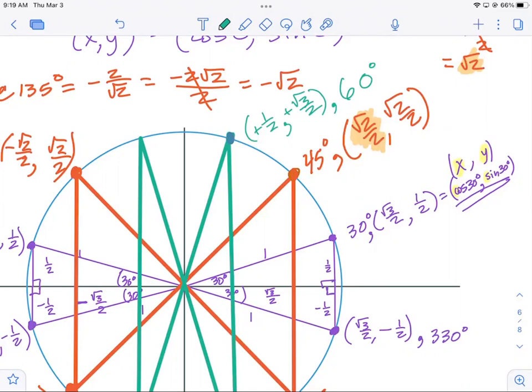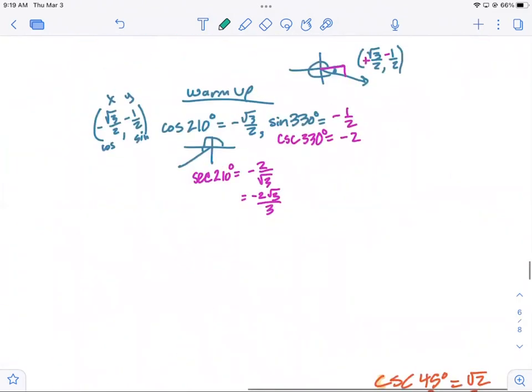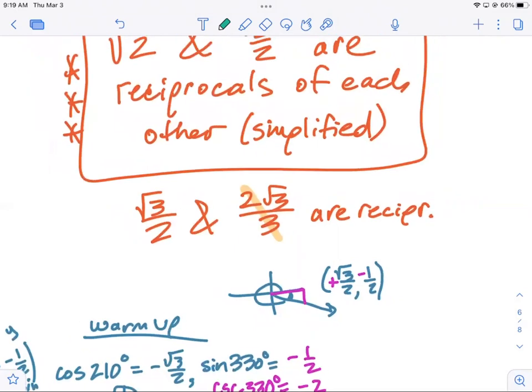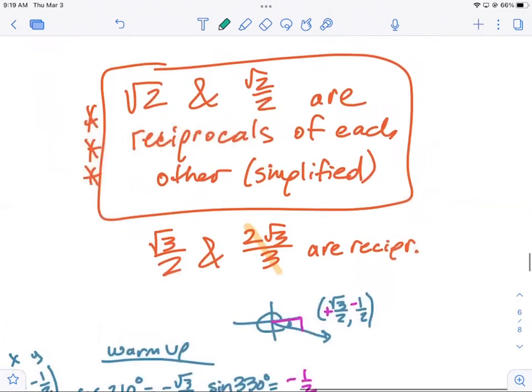Flip the square root of 3 over 2. 2 square root of 3 over 3. Right, yeah, 2 square root of 3 over 3. That's probably worth memorizing as well. The reciprocal of square root of 3 over 2, when you rationalize it, is 2 square root of 3 over 3. These numbers are going to show up often. All right.